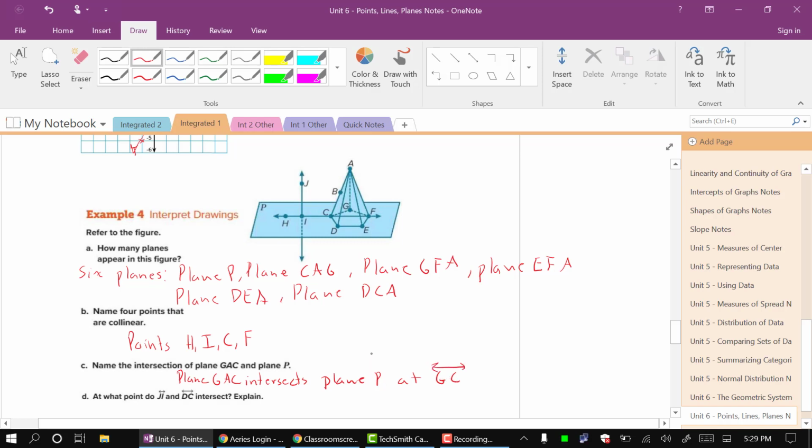And then what do lines JI and DC intersect? We want to find where JI, that's JI right here, and DC intersect. Well, JI is going up and down, DC is going left and right. They do not intersect.